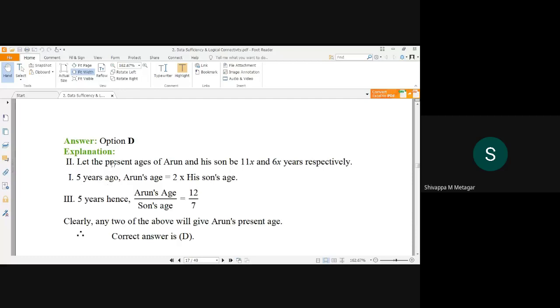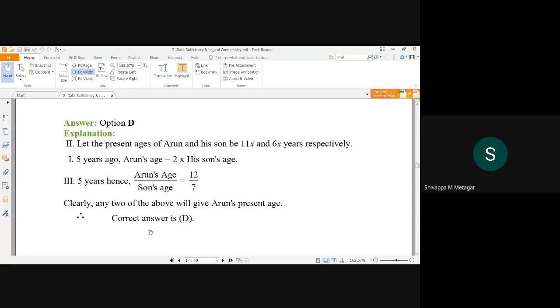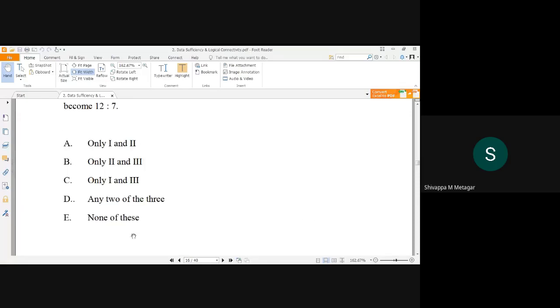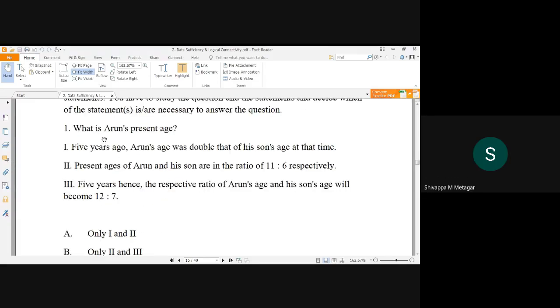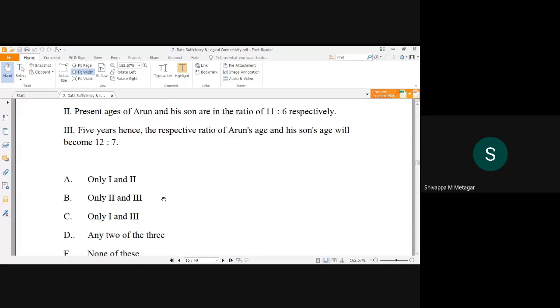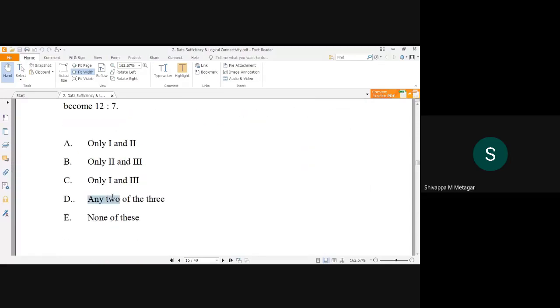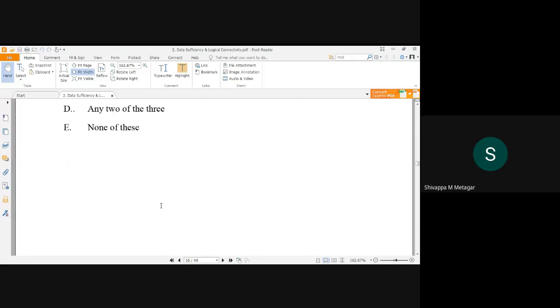Here you may use these two, or first and second, or third. What is your right answer based on the three statements? Any two of the three. You may use 1 and 3, or 2 and 3, or 1 and 2. Any two statements are sufficient to answer the given question. Okay, your right answer is: any two of the given three statements are sufficient to answer the given question.